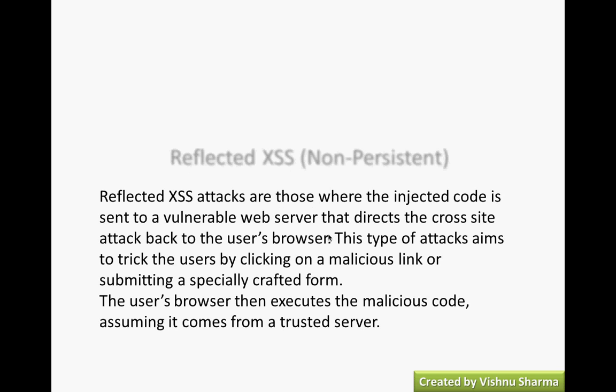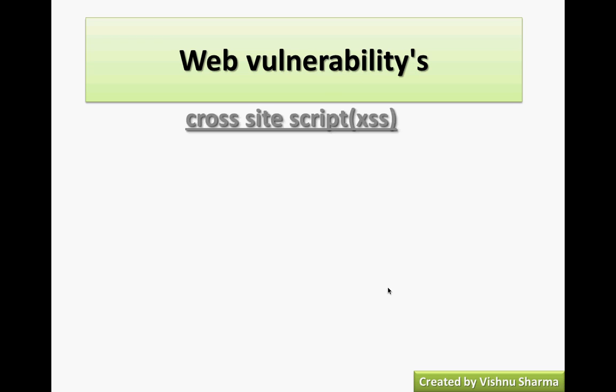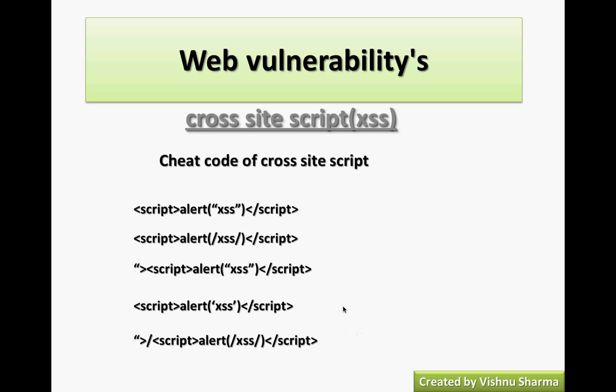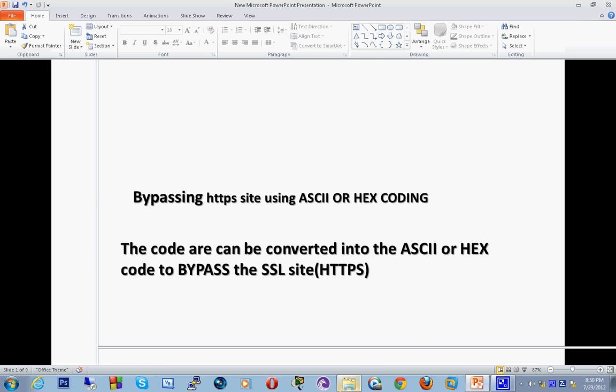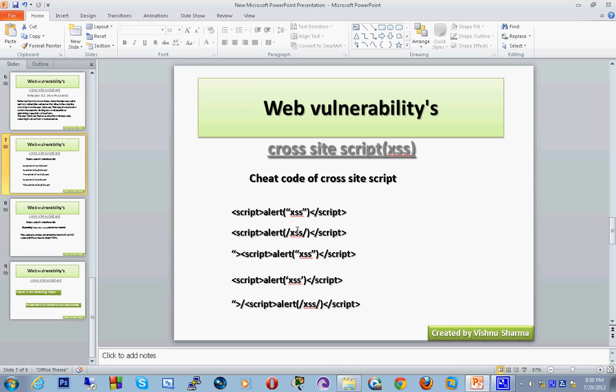Another is reflected cross-site scripting. In this, the code is saved into the web server by submitting commands in the blogs or by submitting forms, like filling in your information to join in. It will be submitted to the server and stored permanently on the server. So let's see some of the cheat codes we can use for this. Some of these are script alert cross-site scripting.